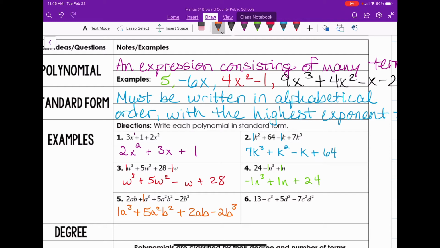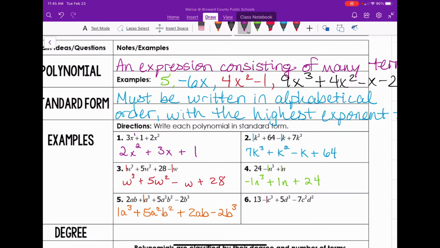And number 6. We can put a 1 in front as a coefficient for that negative c cubed. And now we have to go in order of our exponents. So this is going to be negative 1c cubed. The next one is going to be negative 7c squared d squared. Then we're going to have positive 5d cubed and positive 13. The constant term, the 13, the number that's just by itself, no variable, goes last, okay?